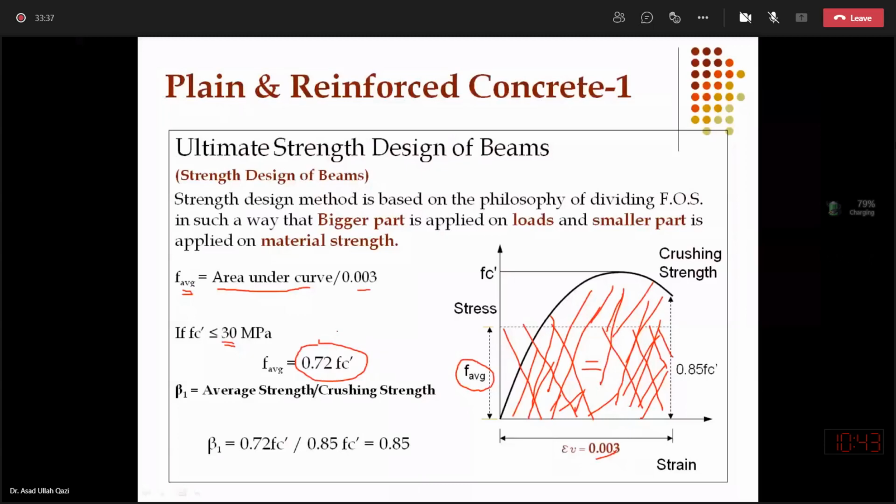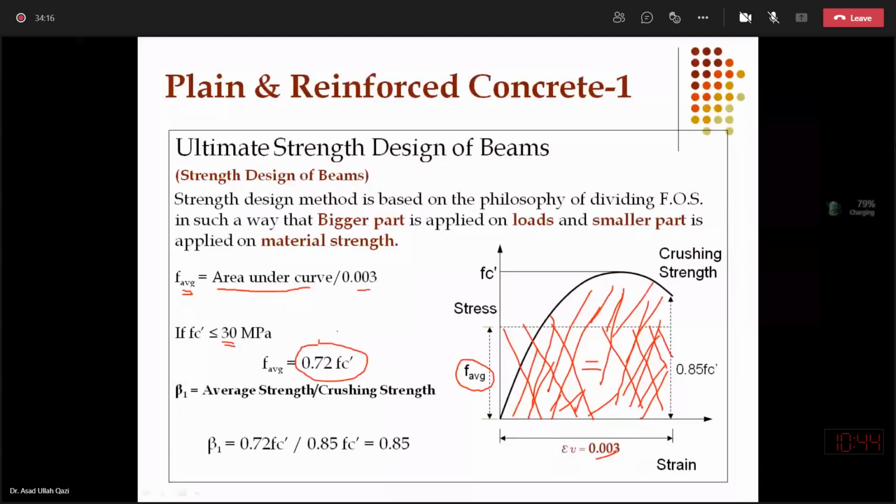But if I am working on a higher strength concrete, like 50 megapascal, then I have to calculate it for that. First, I need to get the stress strain curve experimentally. Then I need to write a model for that curve, and then do the integration to get the area under the curve. Then I will divide it by 0.003, or by the ultimate strain I measured during the experiment for that concrete, to get F average. It will not then be equal to 0.72 fc prime.